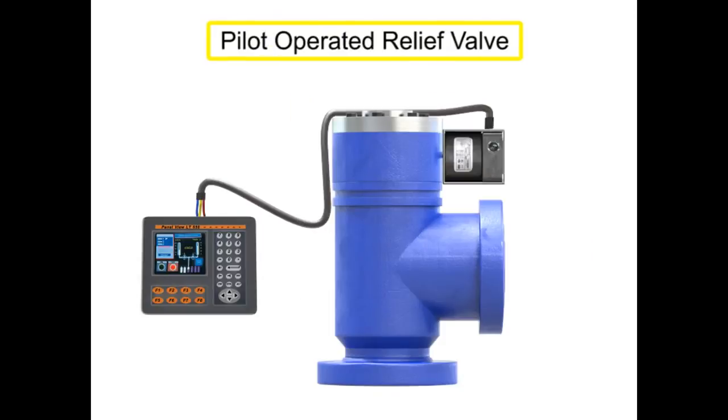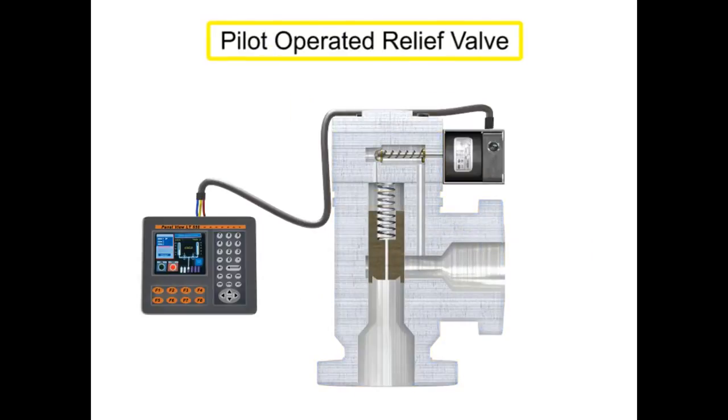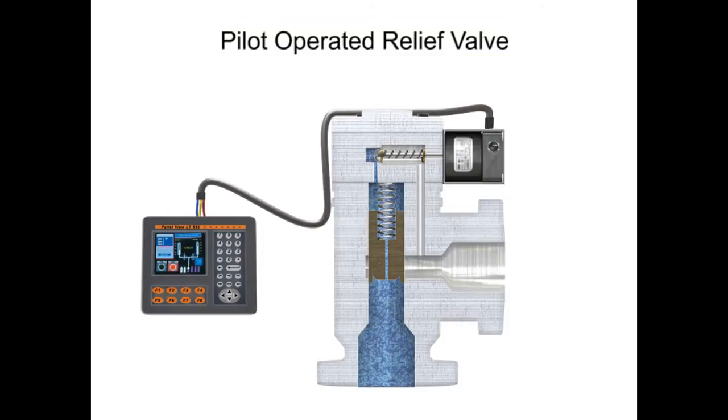A pilot operated valve has a pilot and bleed orifice and utilizes line pressure for operation. This is a pilot-operated relief valve. When the solenoid is energized, the core opens the pilot orifice and relieves pressure from the top of the valve piston or diaphragm to the outlet side of the valve.